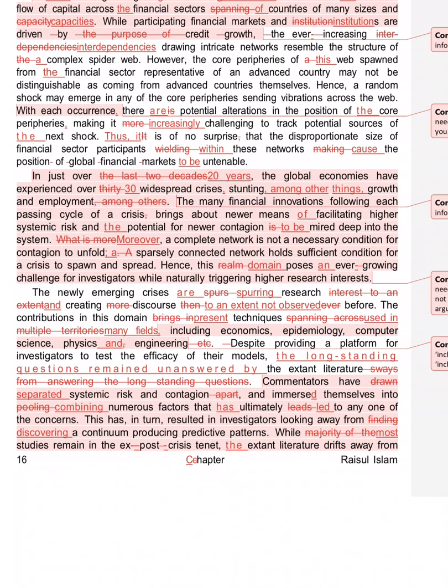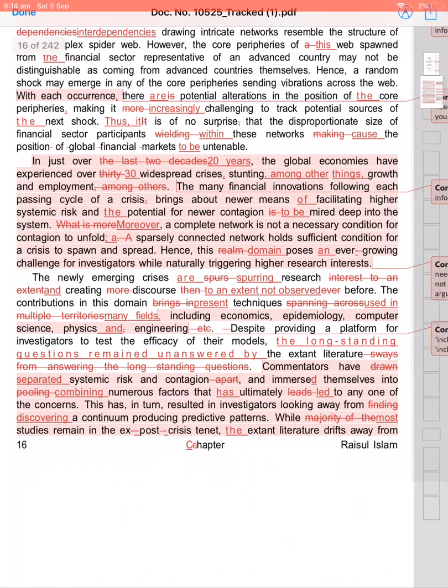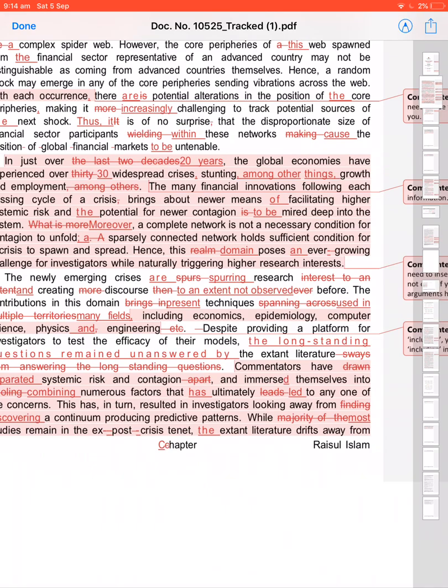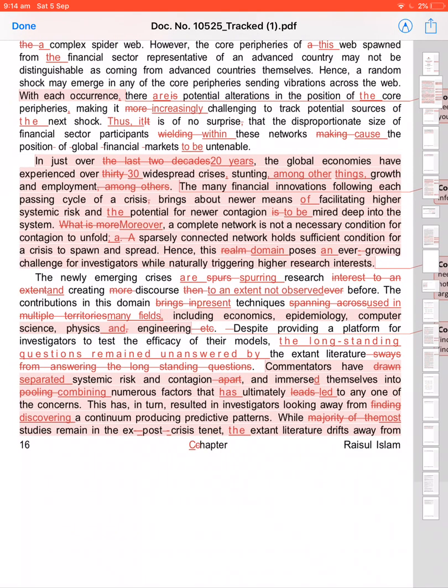Making untenable is not nice. In just the last 20 years, have experienced over 30 widespread crises stunting growth and employment, among others. Among others is placed wrongly. Have experienced over 30 widespread crises stunting, among other things, growth and employment. It should come before the end of the sentence.